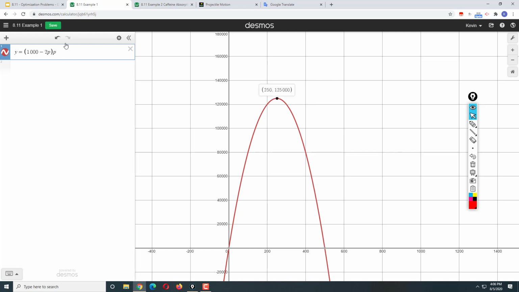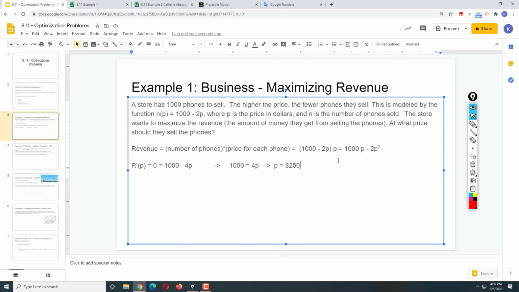How do we get to 125,000? We can plug this back into our revenue formula. So R at 250, that's going to be equal to 1,000 times 250 minus 2 times 250 squared. That's 250,000 minus 2 times 62,500. And that gets us $125,000. So that makes sense.